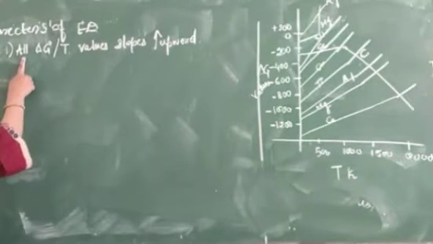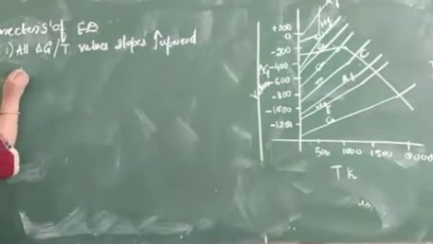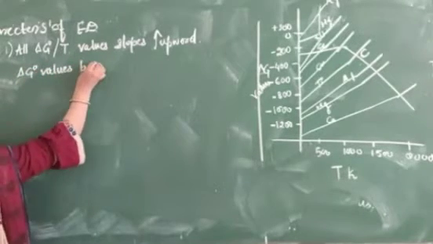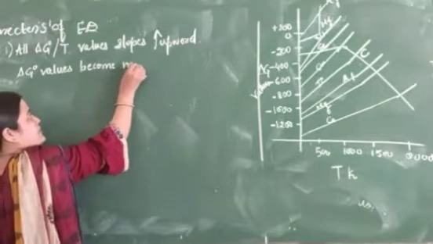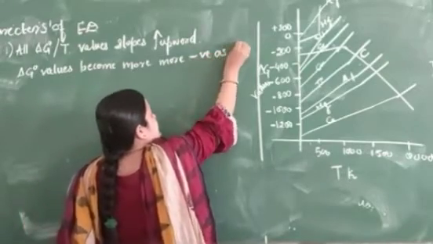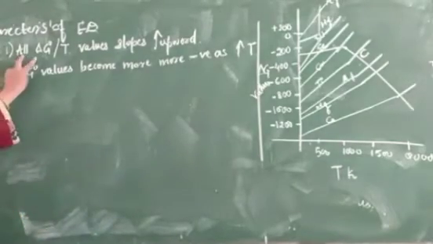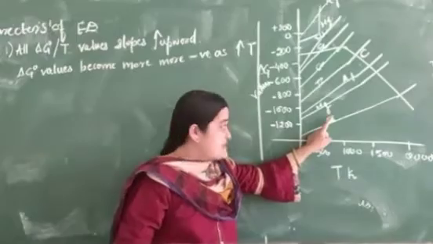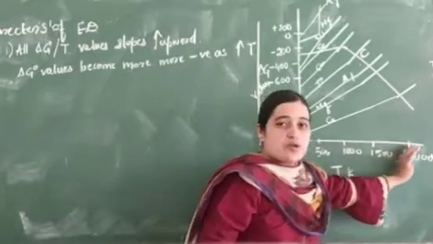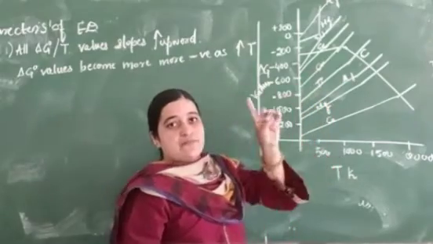Here, first characteristic: all delta G naught versus T value slopes move upward, and delta G naught values become more and more negative as temperature increases. See here what will happen. Consider this, all slopes of the elements move in the upward direction as you increase the temperature. As temperature increases, these delta G values become more and more negative in nature. This is the first characteristic feature.